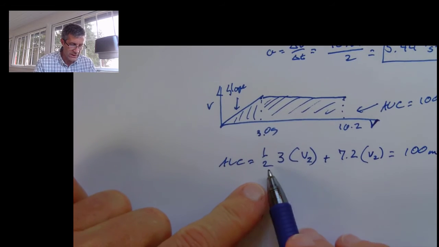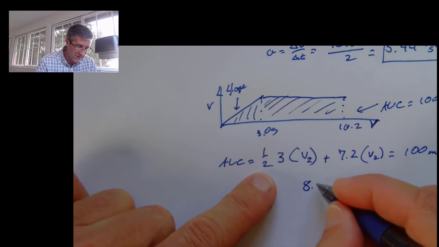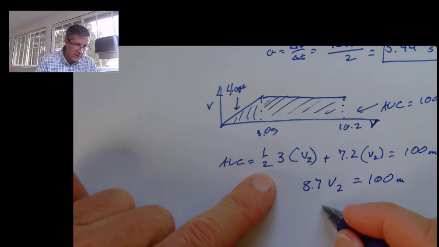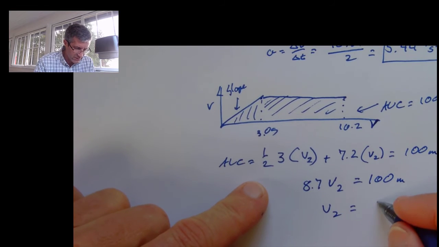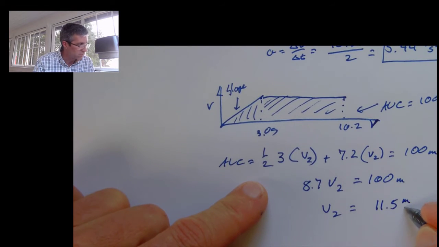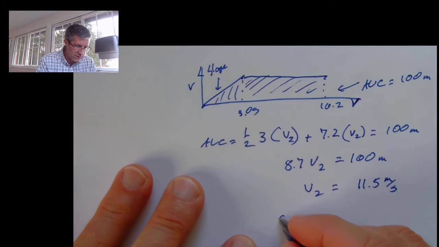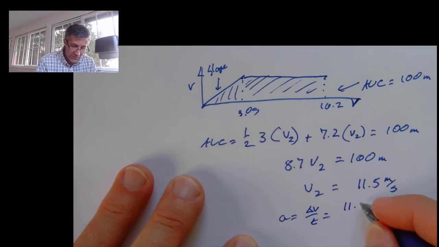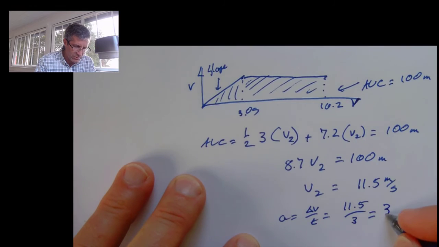Okay, so what's this going to be? 1.5 plus 7.2, so 8.7 times that person's maximum velocity is going to equal 100 meters. And my maximum velocity is going to be that over, did I do this math? It was 11.5 meters per second. So what's the acceleration of that person going to be? Acceleration is change in velocity over time, which is a change to 11.5, and it took them 3 seconds to do that. What did I get? 3.83 meters per second squared.